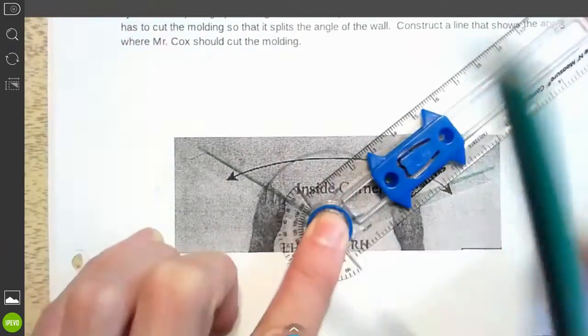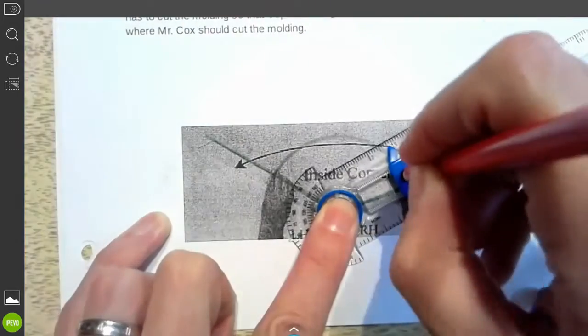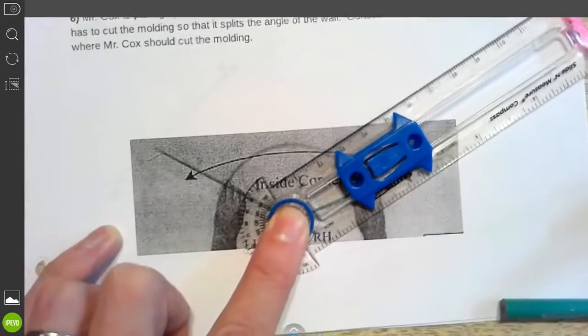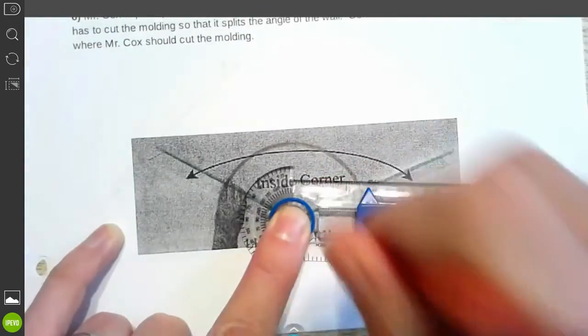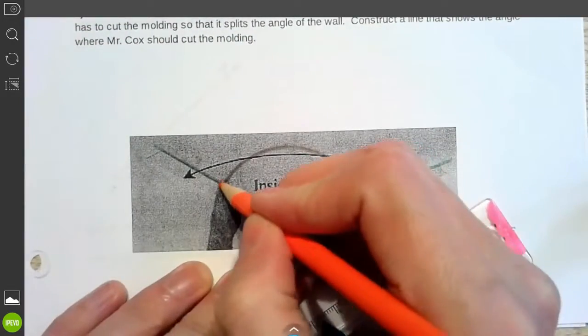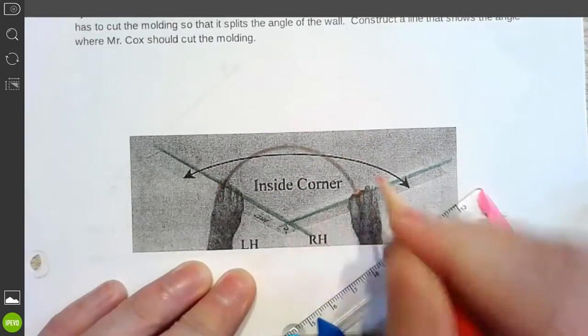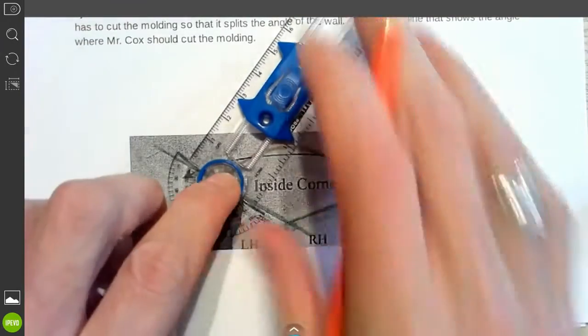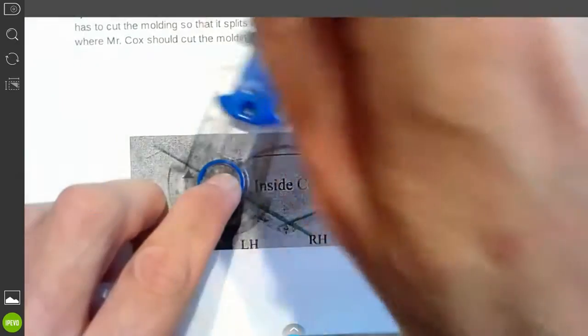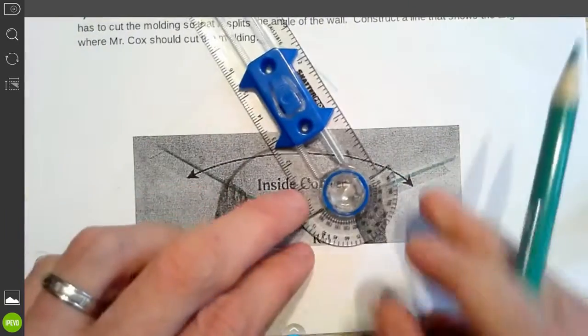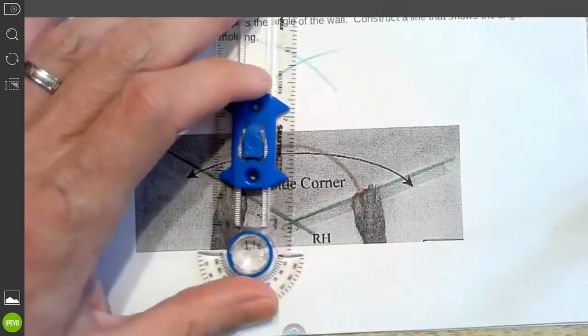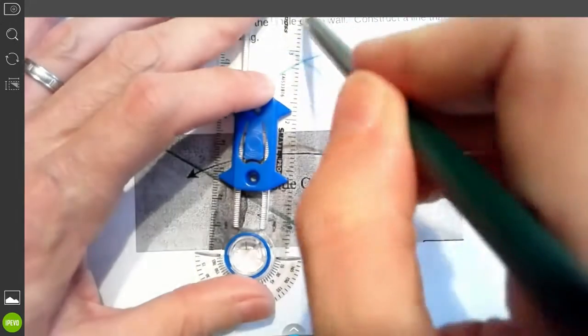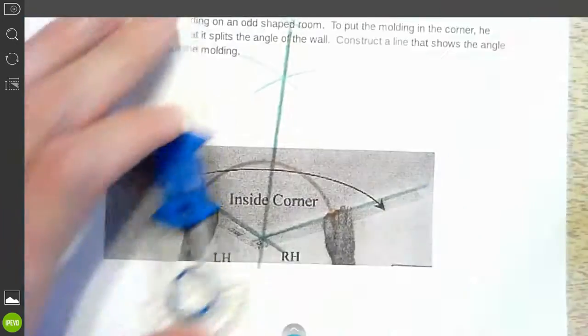So I make my, you can't hardly see that. Let's get a better color. Let's get red. I make my arc here, and red's not showing up either. There we go, make the arc. And I intersected here and here. So I'm going to set up out here, and that's going to be there on my other intersection point over here. And now I can easily bisect my angle to know exactly how to cut my molding.